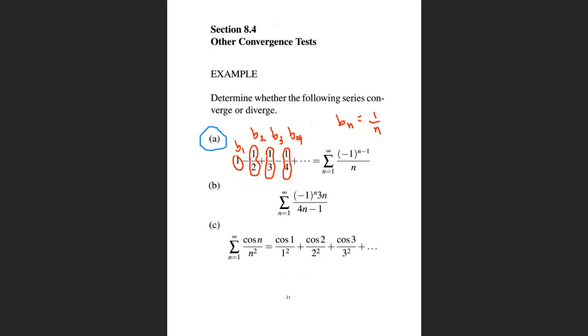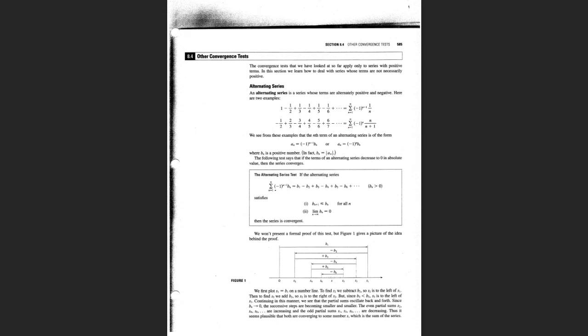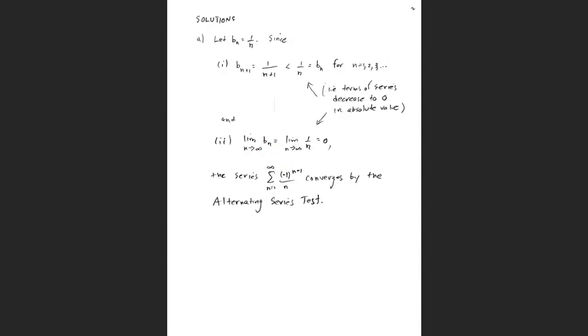So if we look now at the alternating series test, in the solution, B sub n naturally is 1 over n. And the first condition is satisfied.